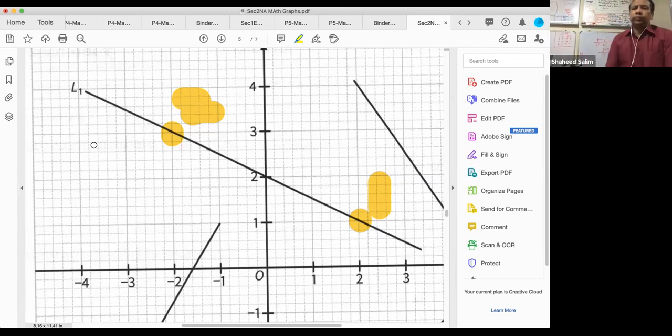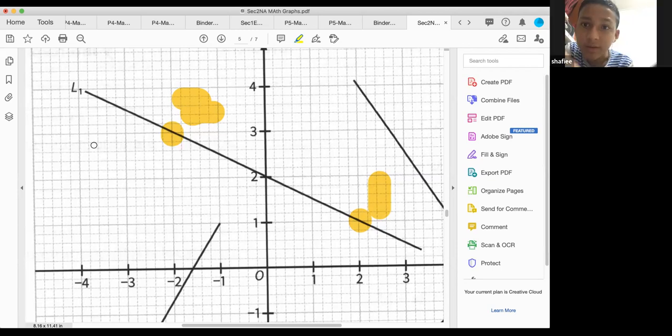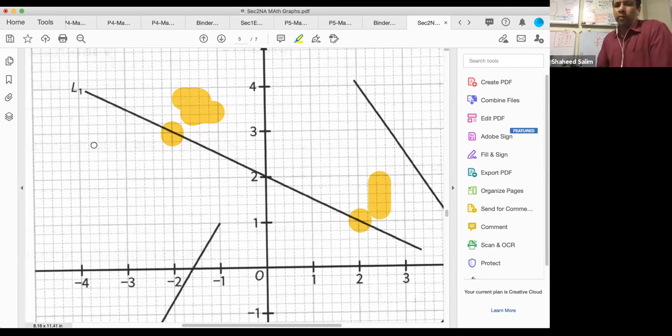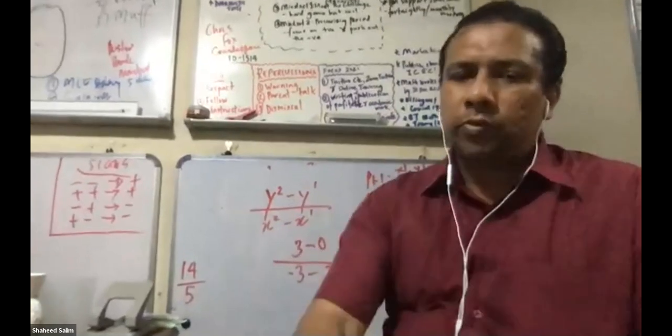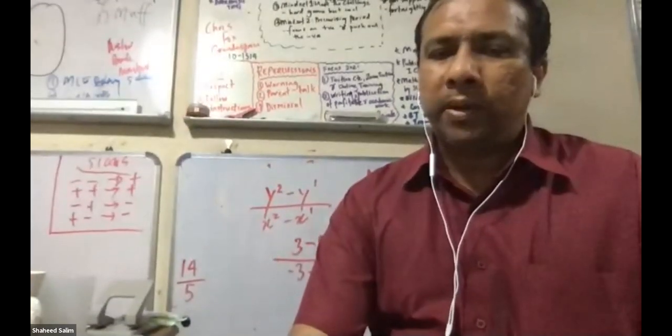Shafi, point 2? Negative 2, 3. Okay, good. Now use that formula: y2 minus y1 over x2 minus x1. Okay, I go back to the place again to calculate the gradient.